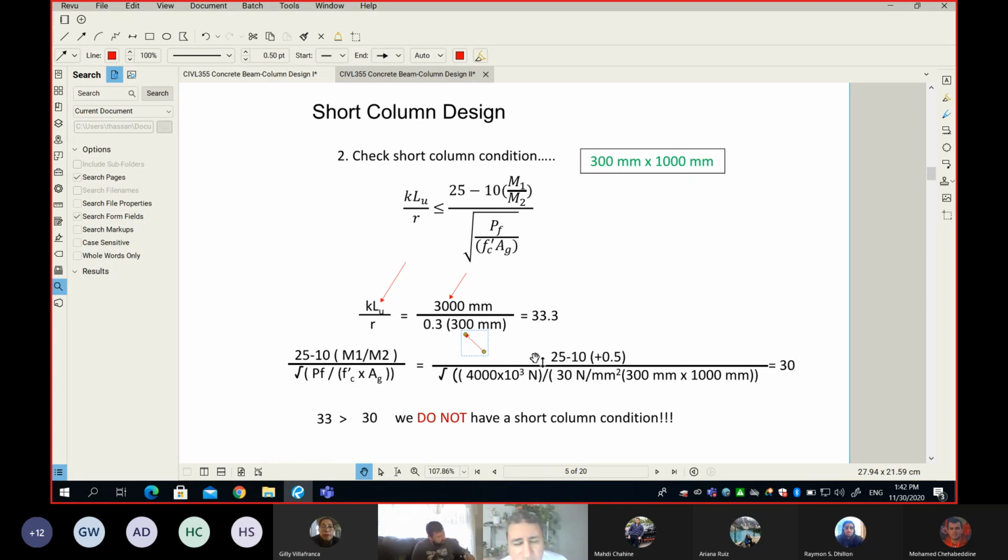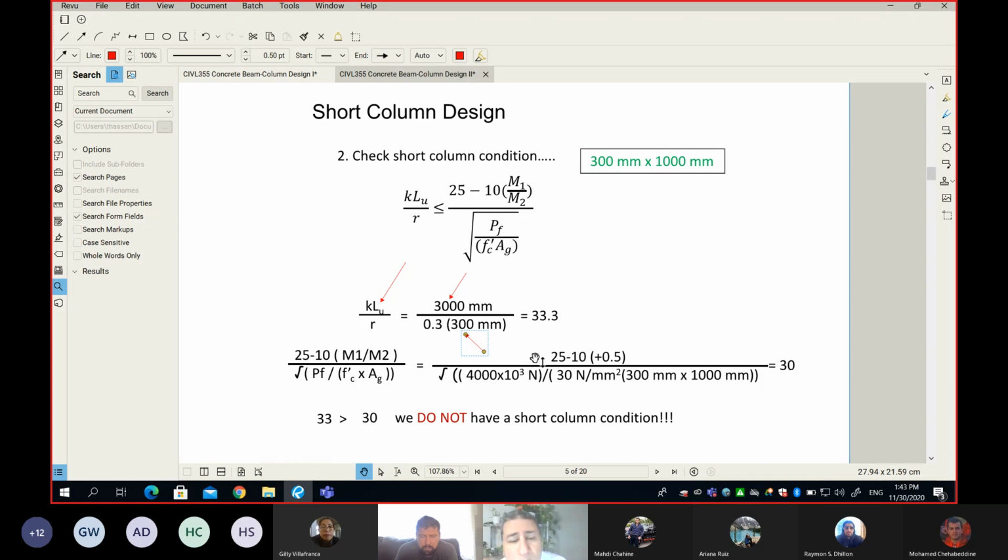Let's get the maximum. The maximum is the limit, not very difficult. Look at the equation. We go ahead and say 25 minus 10 multiplied by M1 divided by M2 and so on and so forth. I got 30 from this. Now, if the maximum is 30 and for the column it is 33.3, what happened is this column, the way it is right now, based on the given geometry, like the column dimension and the length of the column, is a slender column, not a short column.